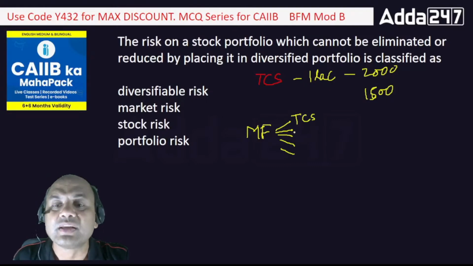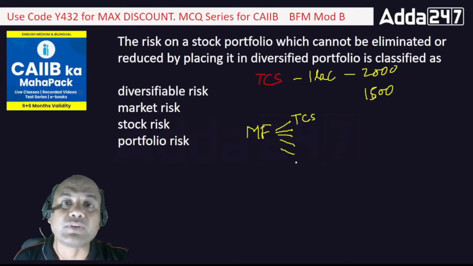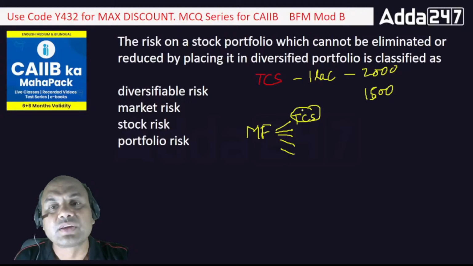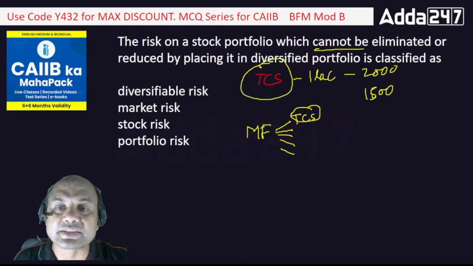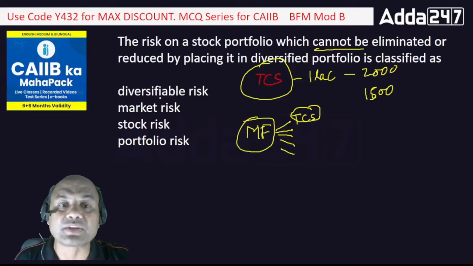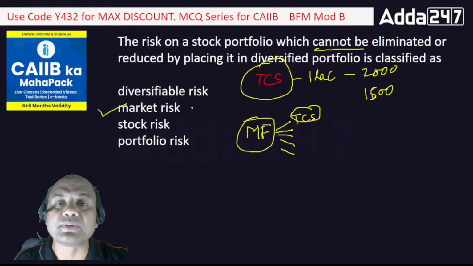So if TCS goes down, there are other shares like Reliance, HDFC Bank, ICICI Bank, SBI, Federal Bank, PNB, and thousands of other shares. Even if one share goes down, the remaining shares are often up. That's why your portfolio is adjusted. But the question here is different: which cannot be eliminated, whether I invest in TCS or in a mutual fund? Diversifiable, market, stock or portfolio risk? The answer is market risk. It cannot be eliminated at all.